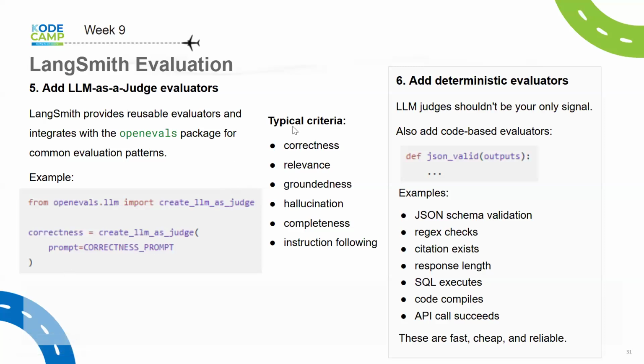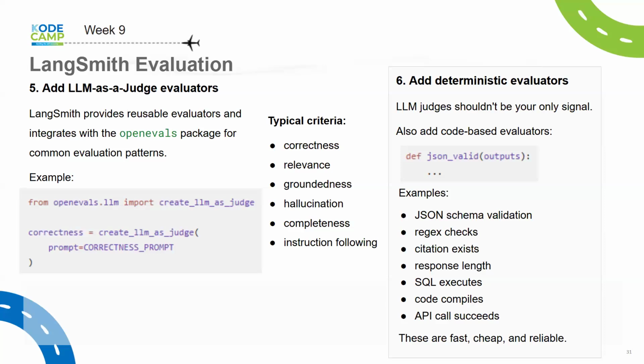So the typical criteria that you can get from LLM as a judge evaluators, one is correctness, the other one is relevance. Some of those I mentioned in the previous slide: groundedness, hallucination, completeness, and following of instructions. So these are things you can put together, right? Write it in your code or even do some comparisons. Then that is the LLM as a judge evaluator. So these are basically evaluators that are based on large language models.